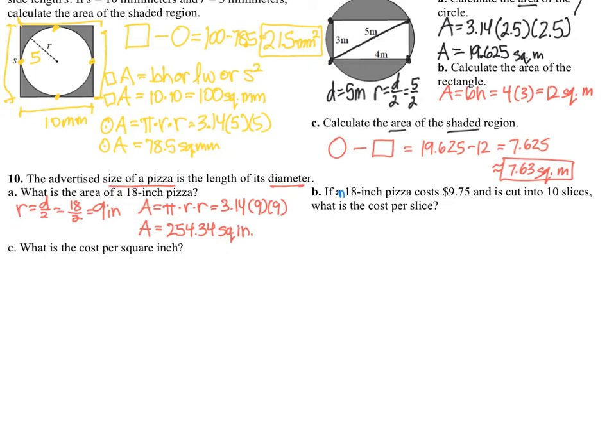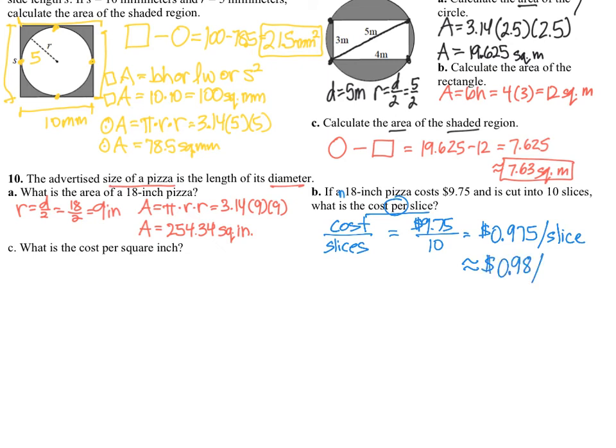Well, that's just the cost. You know, it says it right here. Hey, look, there's our friend per. So we know that we're going to do cost divided by number of slices. So in this case, it's 9.75 divided by 10. Well, that equals $0.975 per slice, which, if we're going to round it, is 98 cents per slice, but really 97.5 cents. Well, it did say round to the nearest hundredth, so let's go with approximately 98 cents per slice.